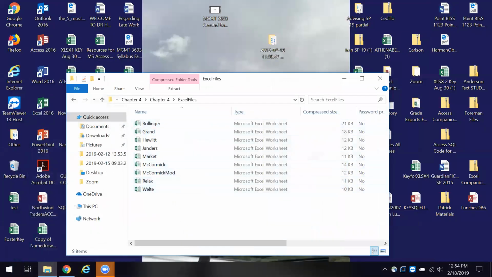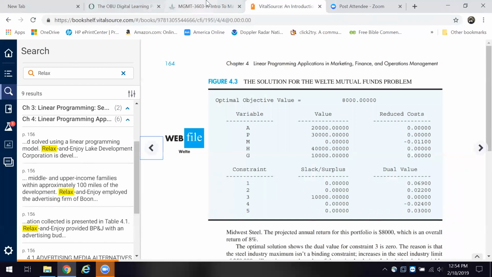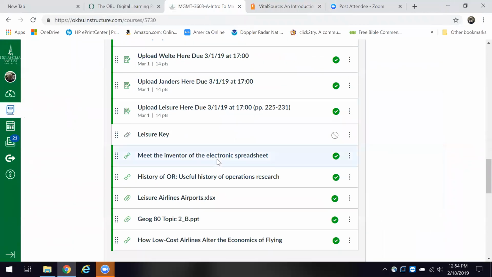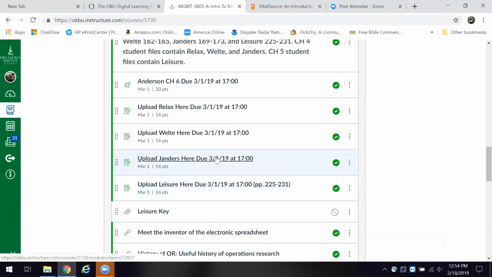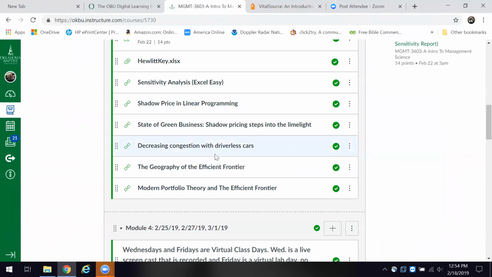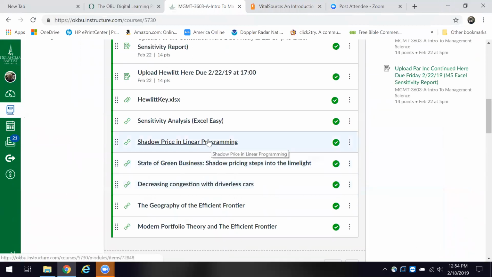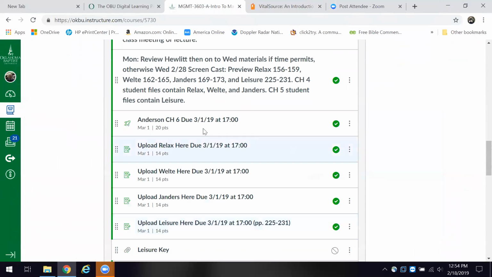And that's Wealthy Mutual Funds. You'll remember over here at Hewitt, we had a similar situation. And all of these, we're using optimization. We want to maximize something or minimize it. We have constraints, but it will always be in the form of a budget constraint of some type. And we want to get the maximum bang for our buck.